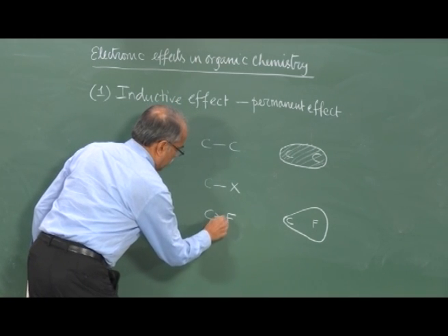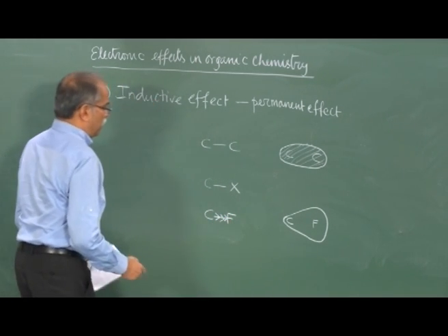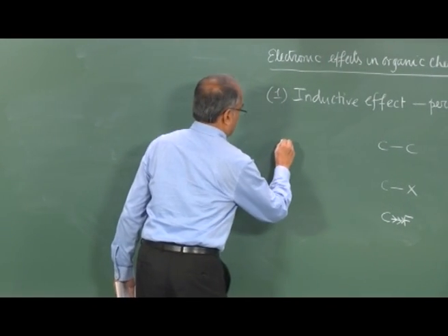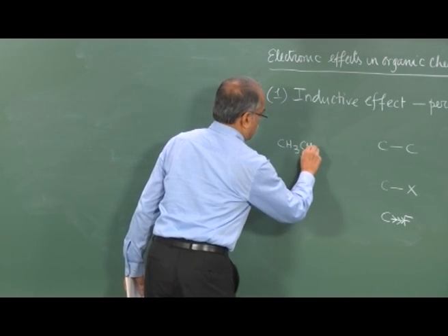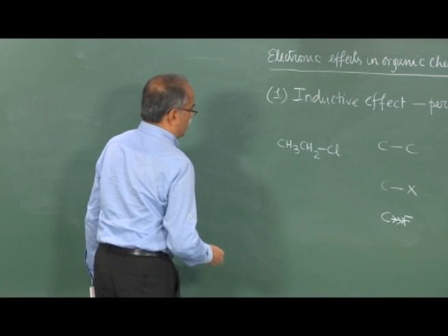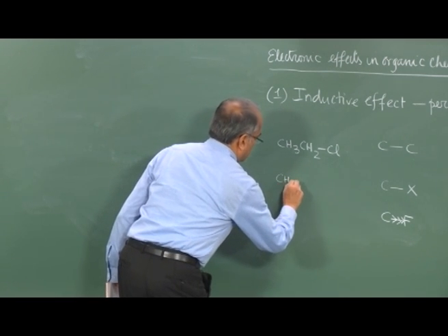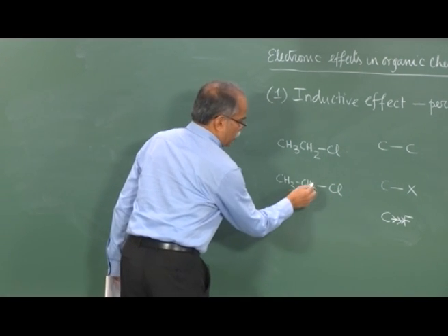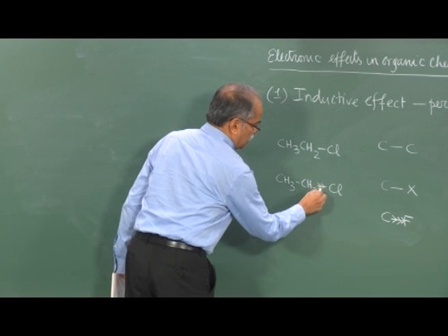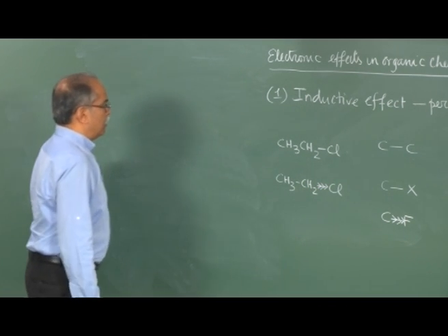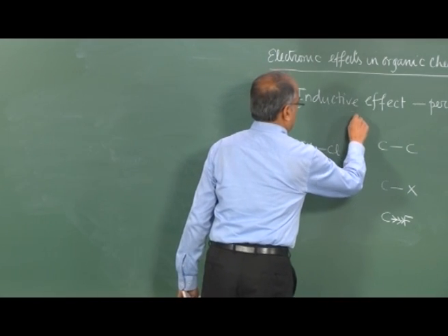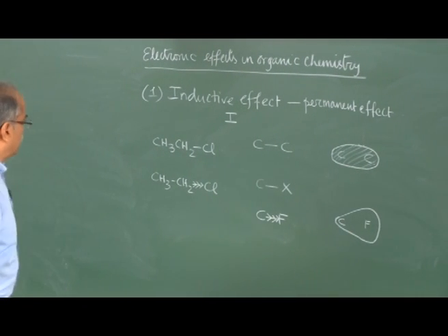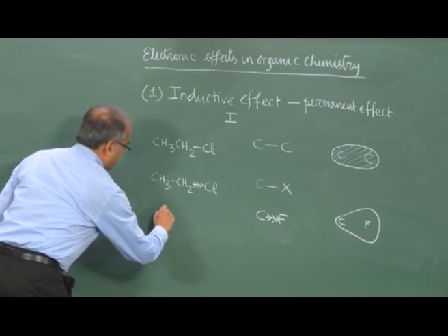In this case, the inductive effect is normally represented by means of arrows drawn on the bond itself. For example, if we consider ethyl chloride, the inductive effect can be represented by drawing the structure of ethyl chloride like this and showing the inductive effect in this particular manner. Inductive effect is represented by the symbol I, and if it is an electron withdrawing group, then the inductive effect is known as the minus I effect.